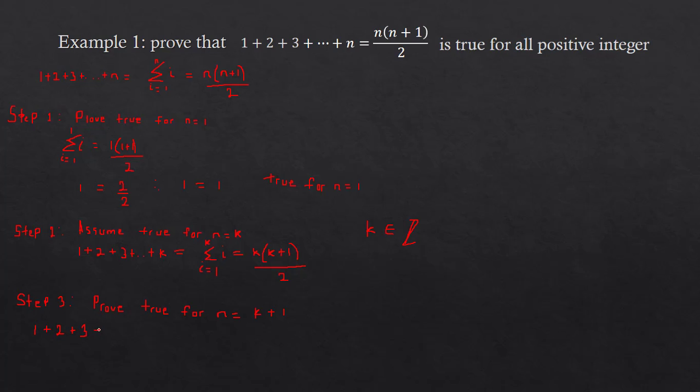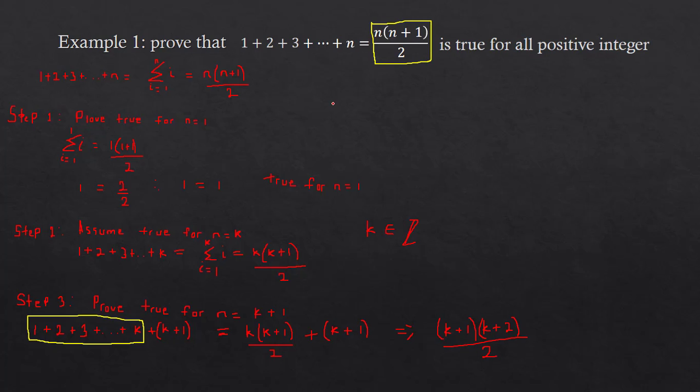Recall our summation 1 plus 2 plus 3 up to some k plus our k plus 1 term. Our 1 plus 2 up to some k is just our assumption, which is k times k plus 1 over 2, plus our k plus 1 term. And simplifying this, we have k plus 1 times k plus 2 over 2.